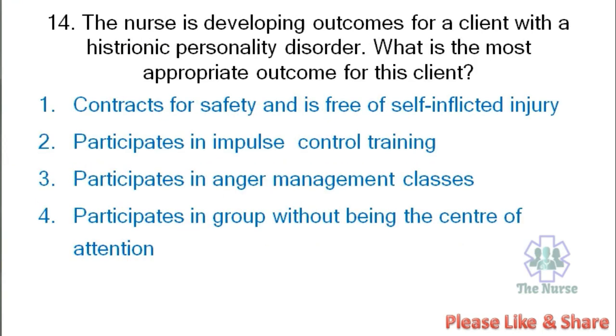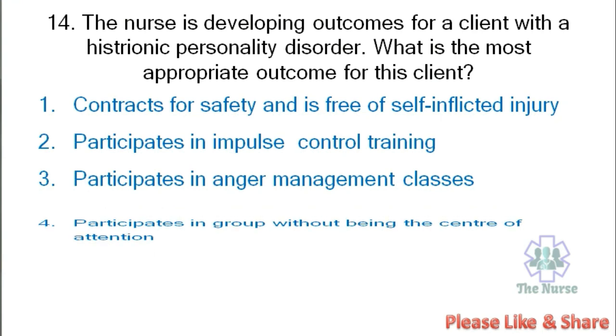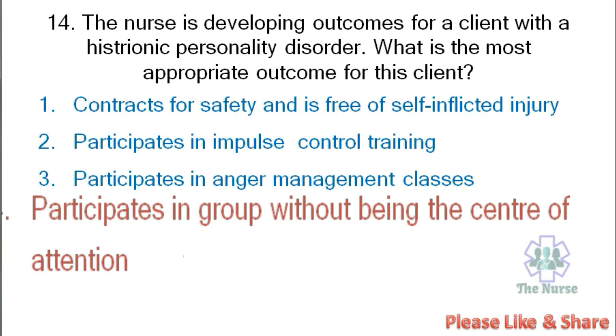Next question. The nurse is developing outcomes for a client with a histrionic personality disorder. What is the most appropriate outcome for this client? Contracts for safety and is free of self-inflicted injury. Participates in impulse control training. Participates in anger management classes. Participates in group without being the center of attention. Correct answer is participates in group without being the center of attention.